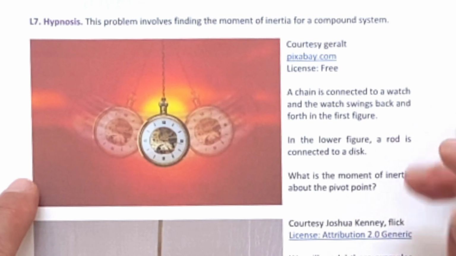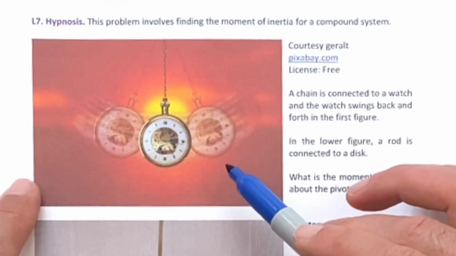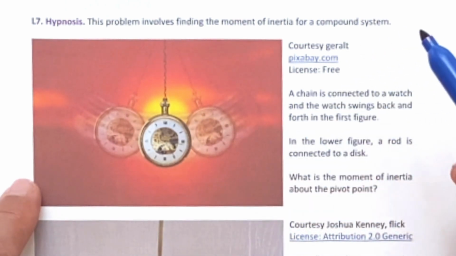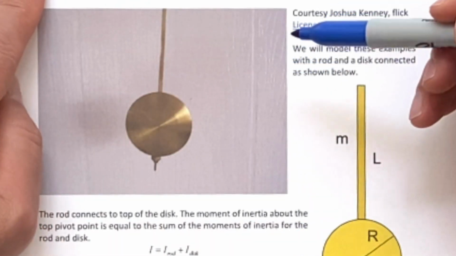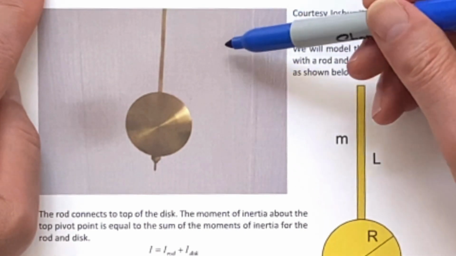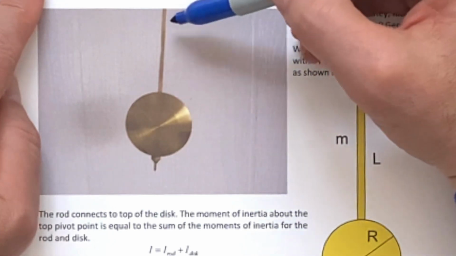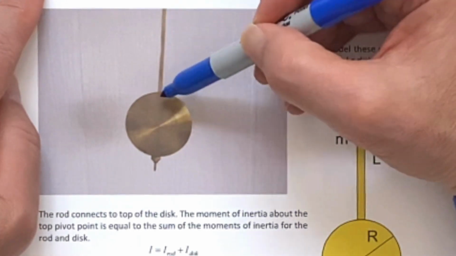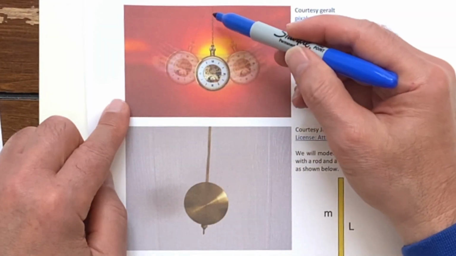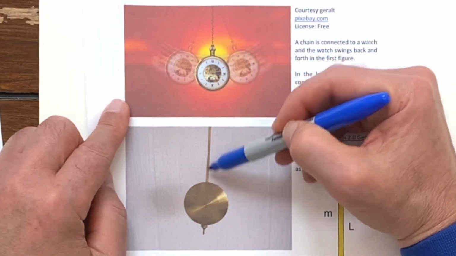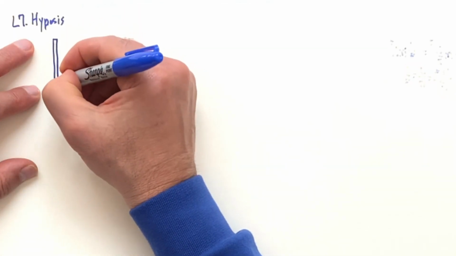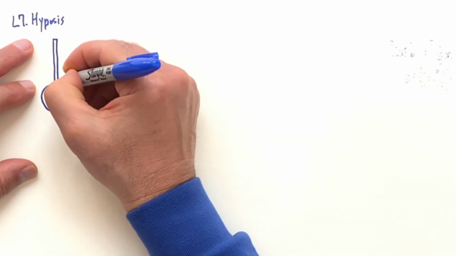Here we have a photo or image from Pixabay, and here we have one from Flickr by Joshua Kenny. And this is a compound problem. So we have a rod and we have a disc. That's how we're going to approximate this, as a rod and a disc, a compound system.